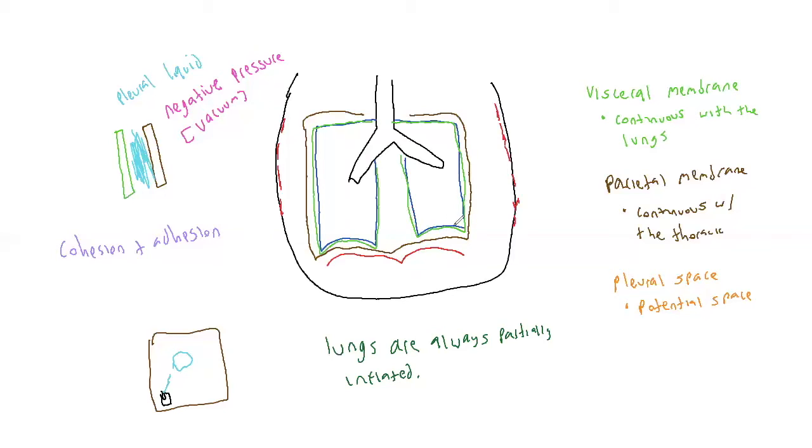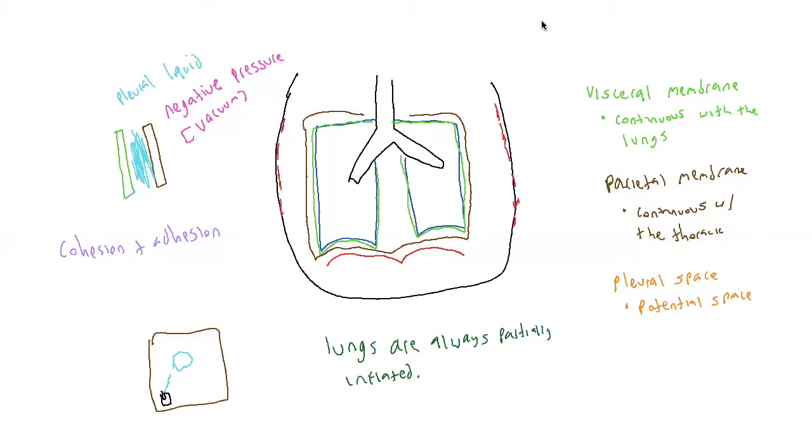Because of that, if you exhale normally, your lungs are going to be partially expanded. Now let's say that you try to exhale out as forcefully as you can. Your lungs will still be partially inflated because they're attached to the walls of the thoracic.